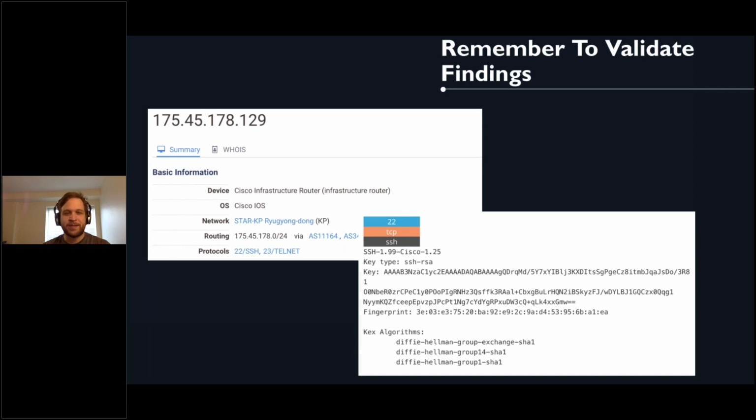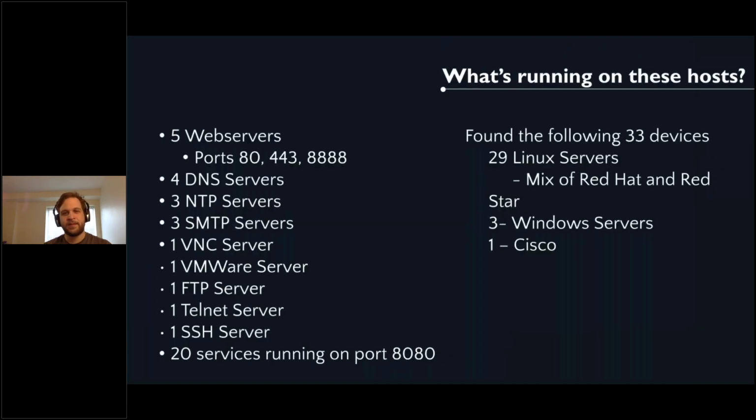We can search this same IP across various sites. We can make sure that everything really does match up, that everyone's reporting the same thing. And really what it comes down to, this is really the list of everything that's running. A couple of web servers, some DNS and SMTP servers. Down the bottom, there is 20 services running on port 8080. We'll talk about that one in a minute.